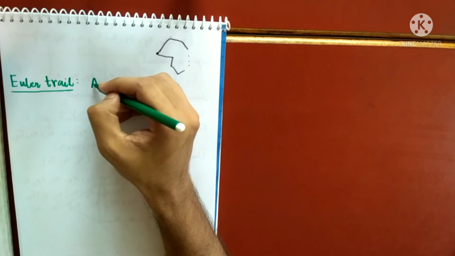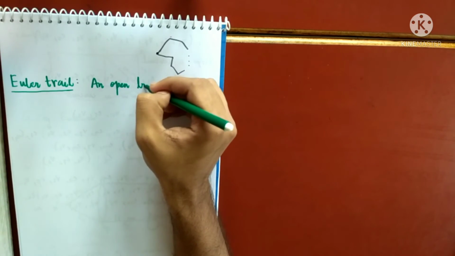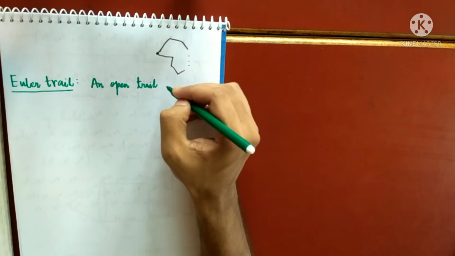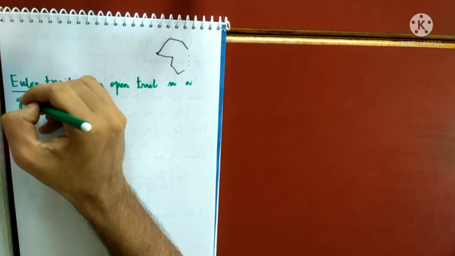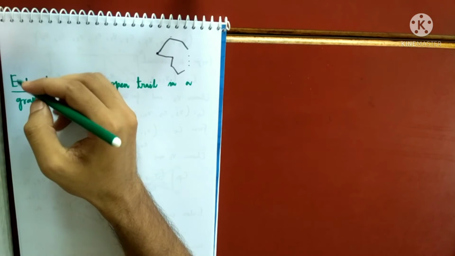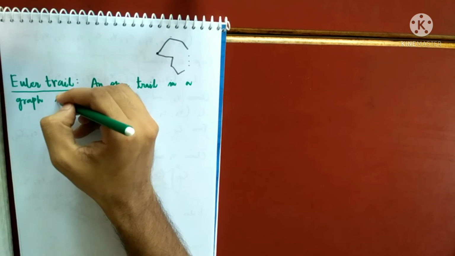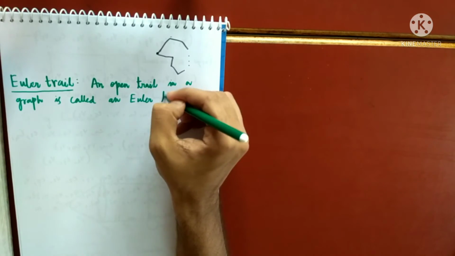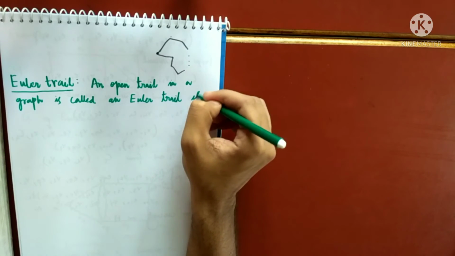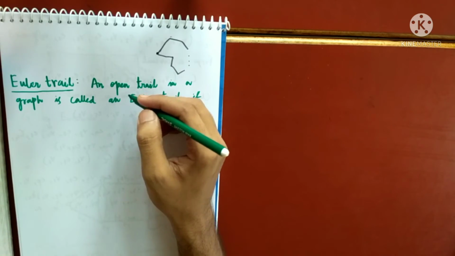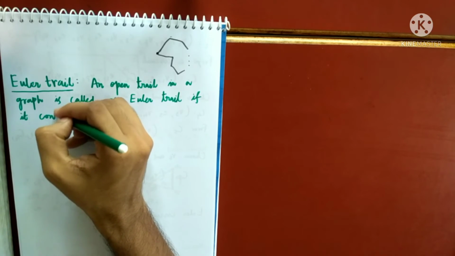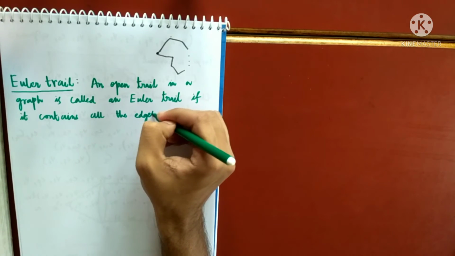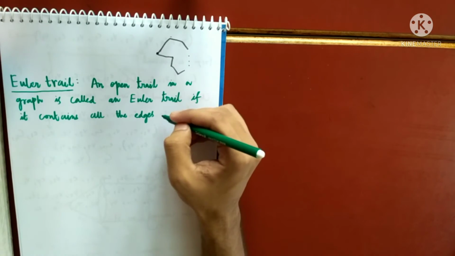So what is an Euler trail? An open trail. You know the meaning of trail, that has no repetition of edges. Definitely an open trail in a graph is called an Euler trail if it contains all the edges of the graph.